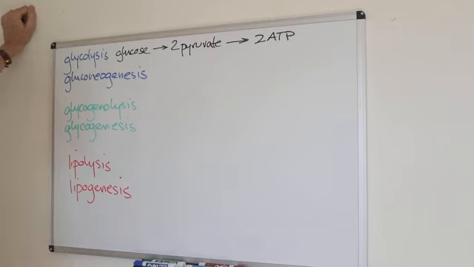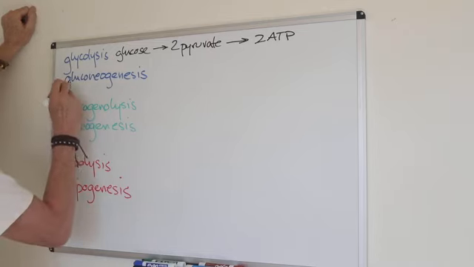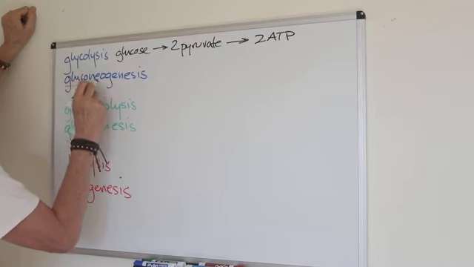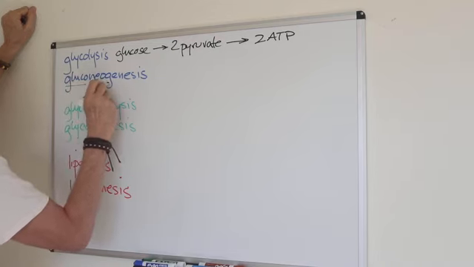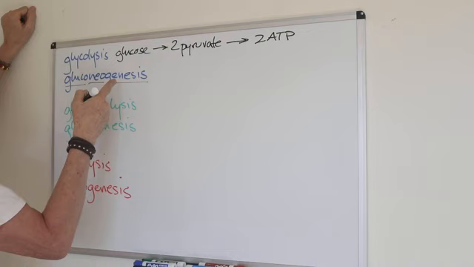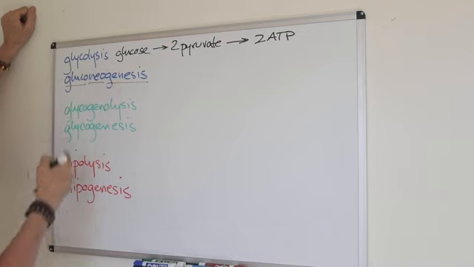Gluconeogenesis. Look at that term. Gluco, glucose, neo, new, genesis, make. So what does it mean? It means we make new glucose.